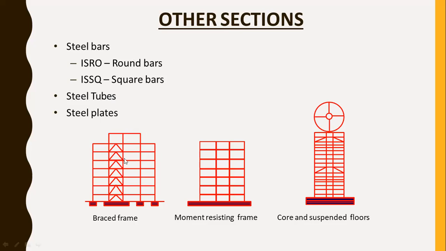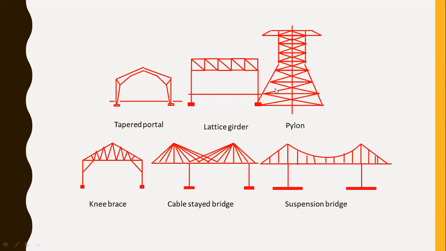So all these types of sections are used in what type of structures? The first one is a braced frame, right? Here bracings are provided, L type, K type, right? So these are all used as steel sections in steel structures. Second is the moment resisting frame, and the last one is the core and suspended floors, right? For this core and suspended floor, steel tubes are used at the central portion of the structure, as you can see, right?